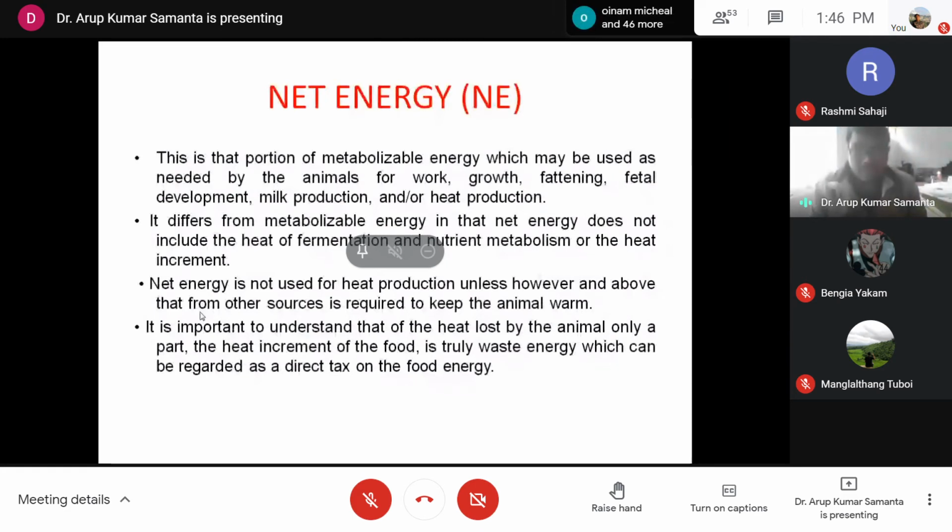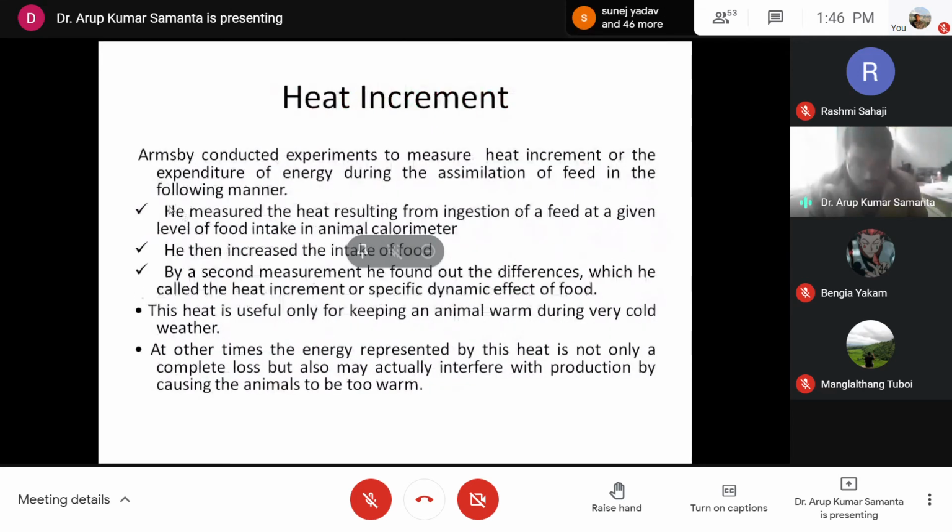And this net energy system, as I was talking, the food is producing heat. One scientist, Armsby, who developed this net energy system, conducted an experiment to measure the heat increment or energy expenditure during the assimilation of the feed in the following manner. First, he measured the heat resulting from the ingestion of the feed at a given level of food intake. Then he increased the food intake. What he found was that when there is an increase in the food intake, there is an increase in the heat production also.